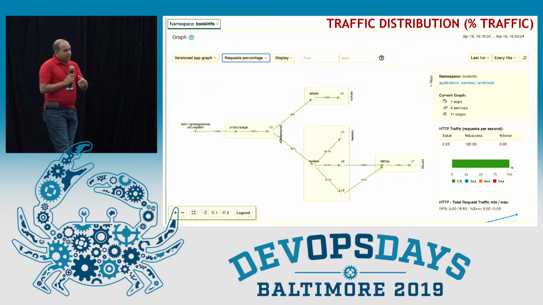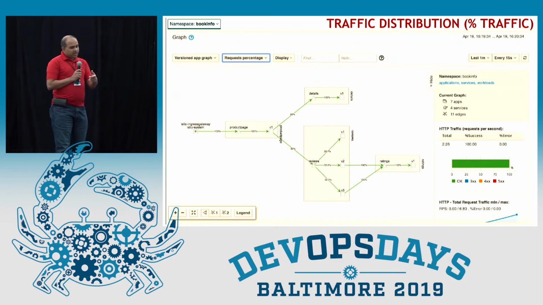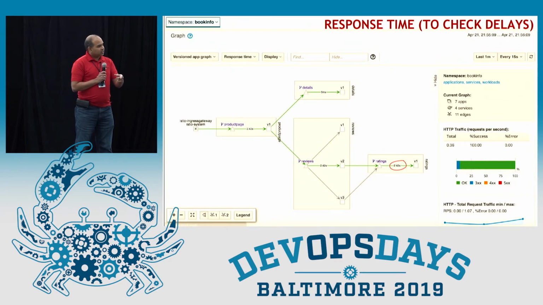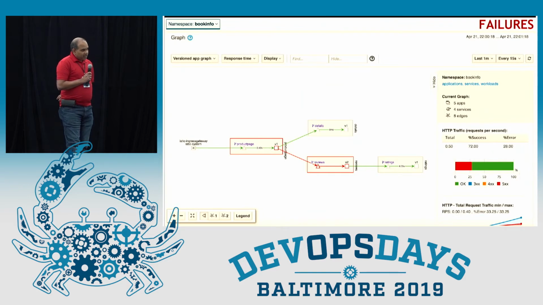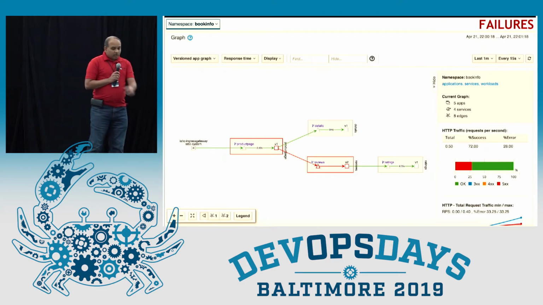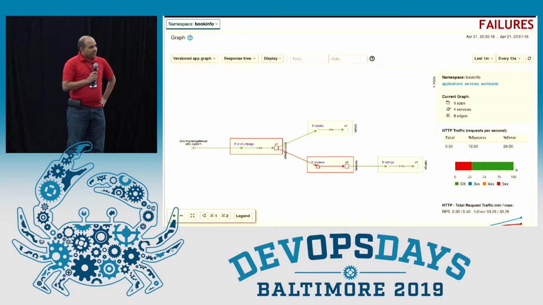Not just that, you can further enhance this to see if there are any delays on any of the microservices. So for example, the one that you're seeing here, the rating service has a delay of 2 seconds, which is causing your entire application to be slow. You can see that directly through this visualization. If there are failures, Kiali will directly show you in red, hey, these particular services are failing. How about that? You are also seeing the amount of failure on the right side in the graph.